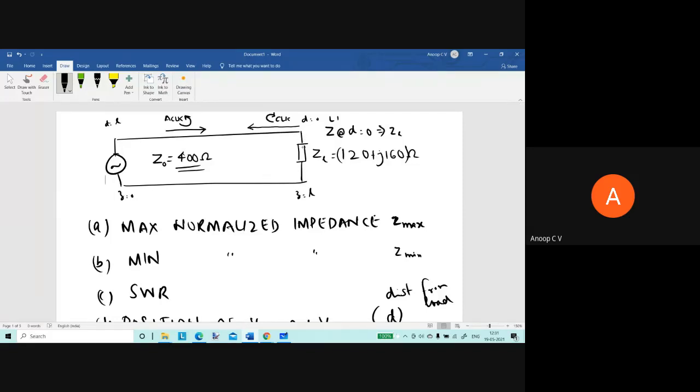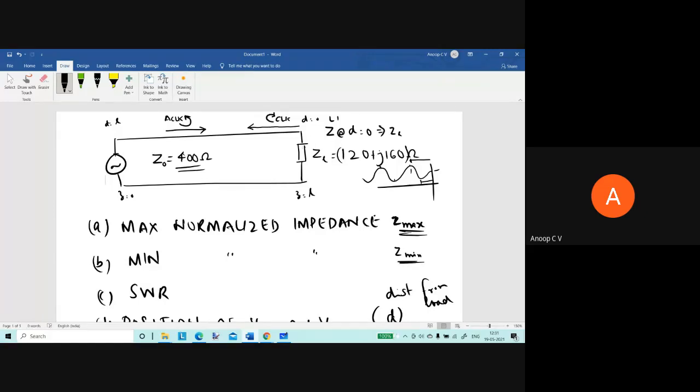Maybe the impedance distribution is something like this. If I plot the normalized impedance distribution, if it is something like this, at the load this is the impedance. When I move from load towards the generator, here I am seeing a minimum impedance, here I am seeing a maximum impedance. So the question is, what is the maximum impedance, what is the minimum impedance? And for a lossless line, it will repeat. Maximum and minimum impedance will be the same throughout the length, and it will repeat. So we need to find Zmax and Zmin.